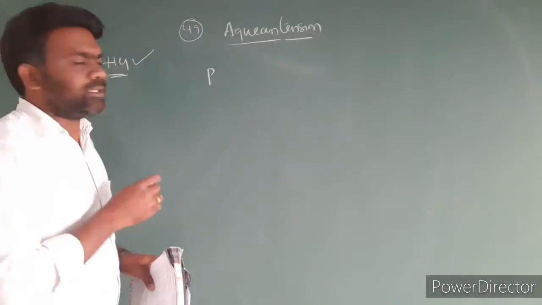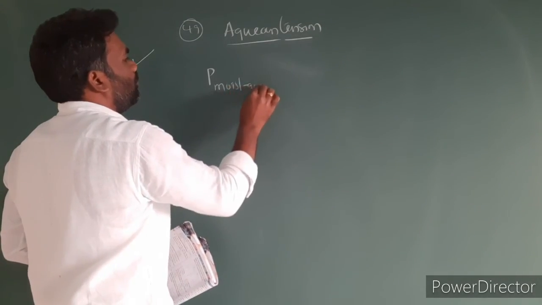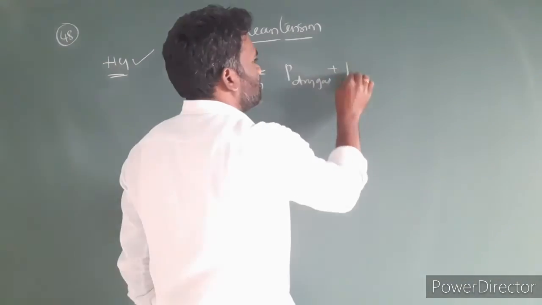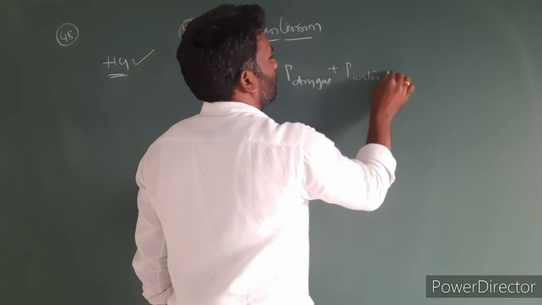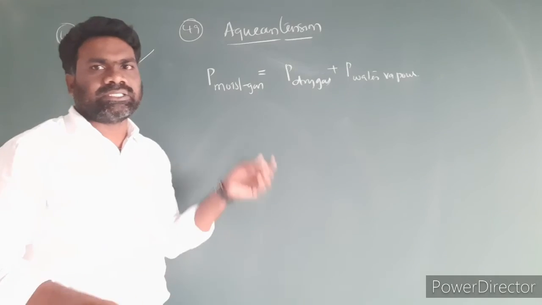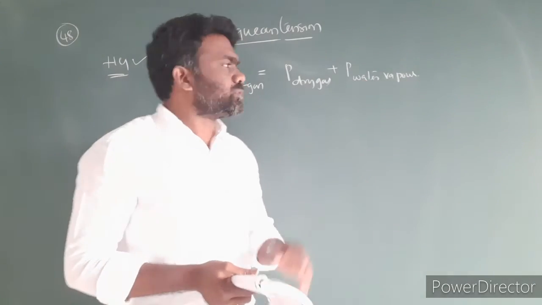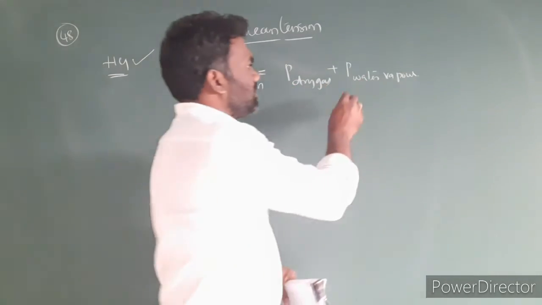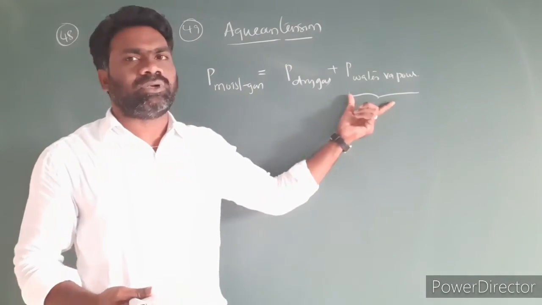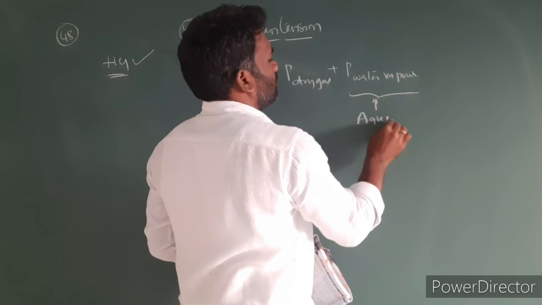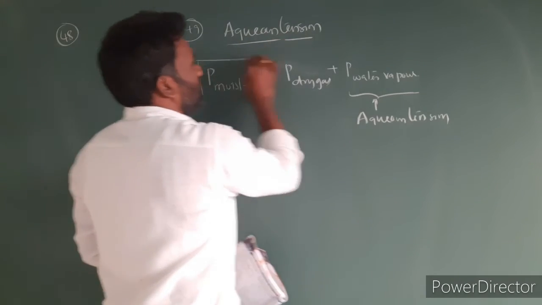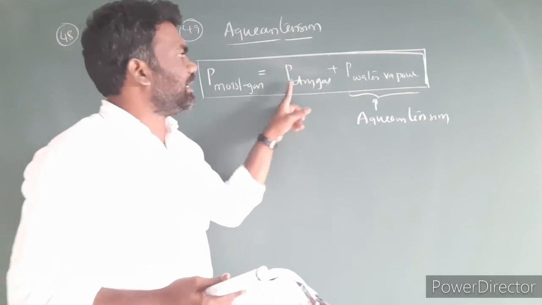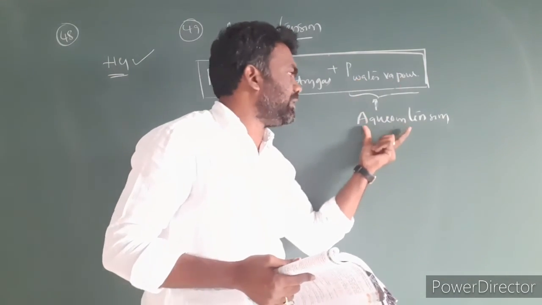According to Dalton's law of partial pressure, the pressure of moist gas is equal to the pressure of dry gas plus the pressure of water vapor. When the gas is collected over water, some water vapor is also present in the gas. That gas is moist, wet gas, consisting of dry gas and some water vapor. The pressure exerted by the water vapor is called aqueous tension.